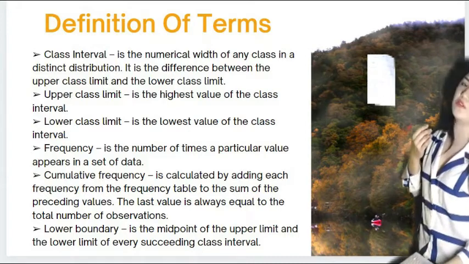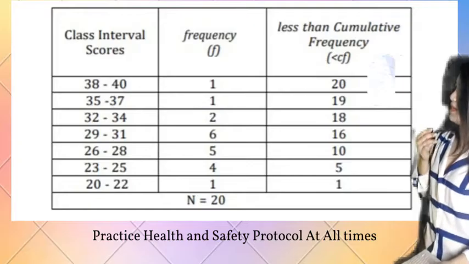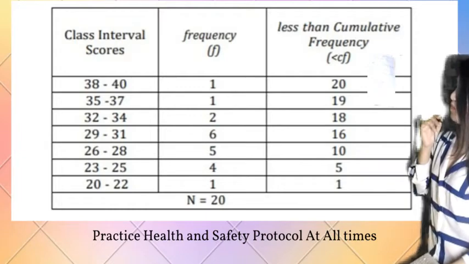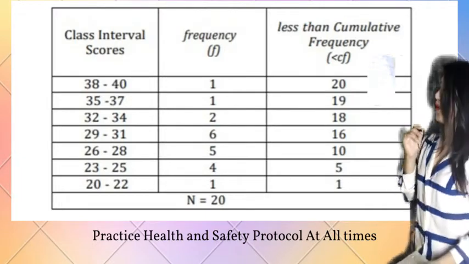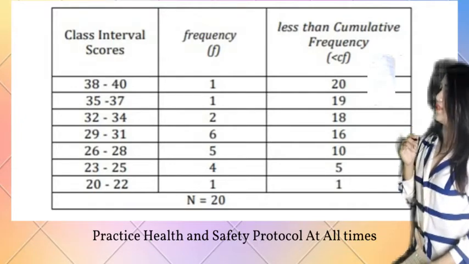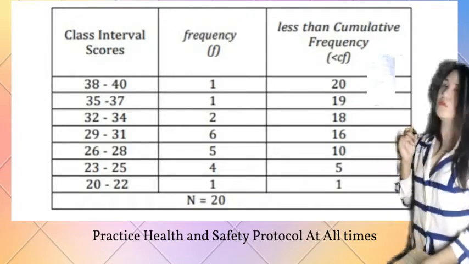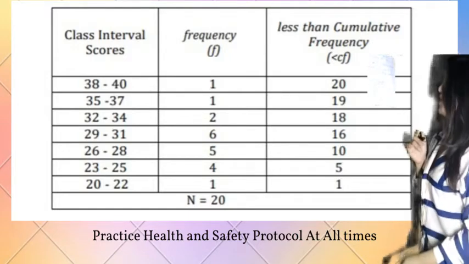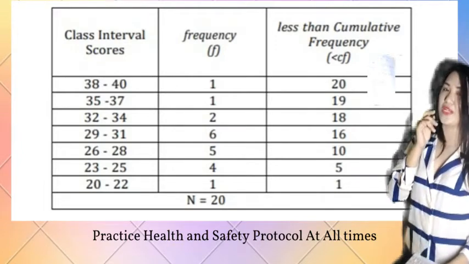Like for example, on the frequency distribution table that we have here on the slide, class interval scores between 38 to 40. In our upper class here, where is the upper or the highest value? Of course, we only got two values there. The upper one is 40 and the lower value is 38. And what do you call that in the proper terminology? The lower value is what we call the lower class limit. Alright, so we got class intervals. You already know what is upper class limit and lower class limit.